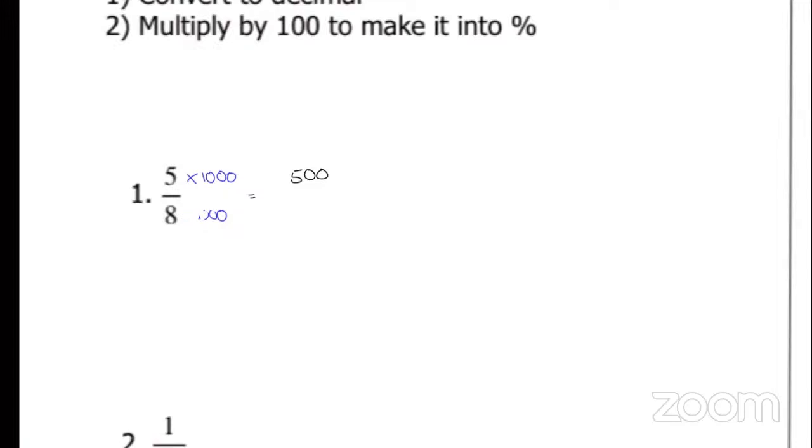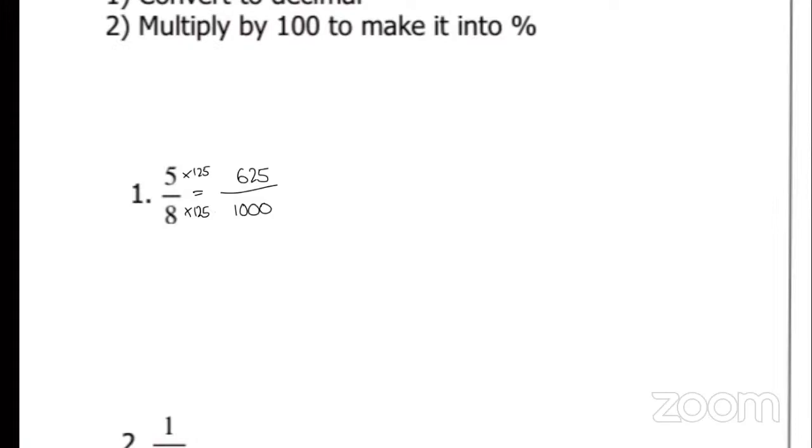We multiply to get to 1,000. So what times 8 gives us 1,000? I'm pretty sure it's 125 if none of you have it already. So you multiply by 125. Okay. And then you do the same for the top. So this, of course, becomes 1,000. And this becomes 625.